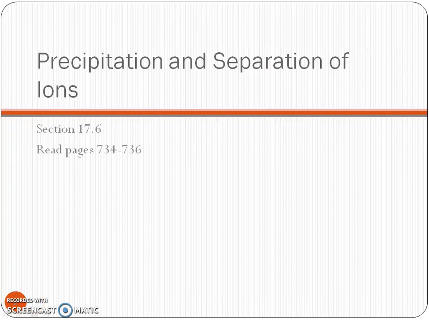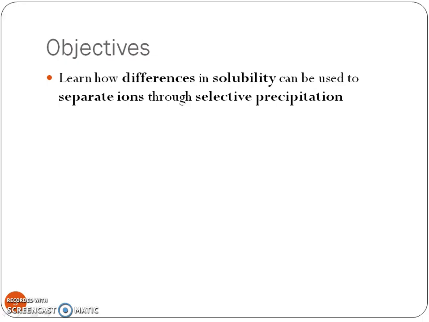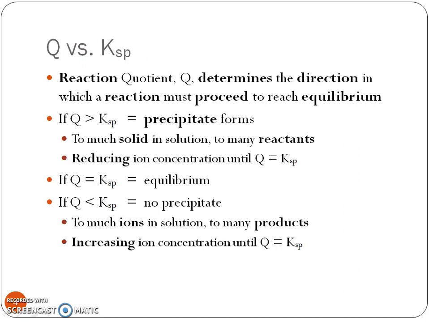This is Mrs. O'Neill for AP Chemistry, Chapter 17, Section 6, Precipitation and Separation of Ions. You will learn how differences in solubility can be used to separate ions through what's called selective precipitation.